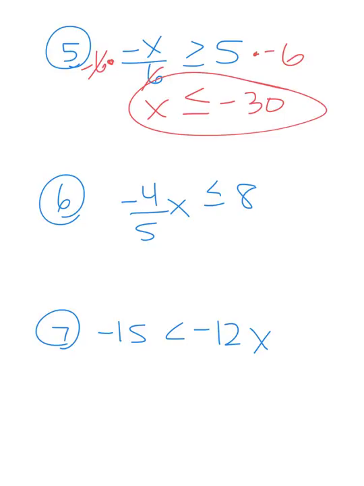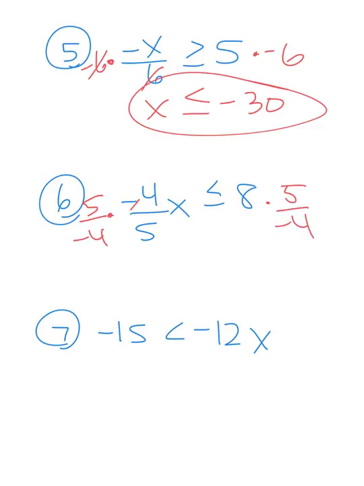Number 6, I have negative 4/5 x is less than or equal to 8. Now again, I could divide by negative 4/5, but I don't want to use my calculator, so I'm just going to multiply by the reciprocal, which we've done before, and that way I can just do it quickly and not have to get my calculator out.